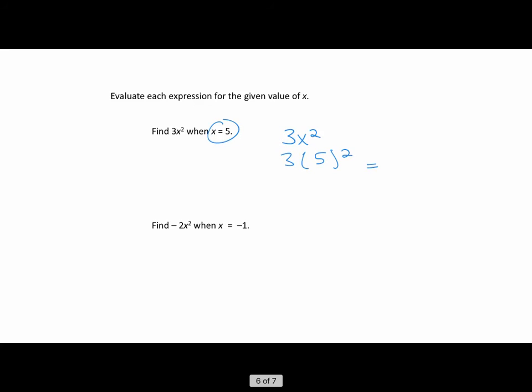So we've got multiplication and exponent. We're going to need to do the exponent first. So 5 is the base times itself, 2 factors. And 5 times 5 is 25. So then I do that multiplication, and 3 times 25 is 75.